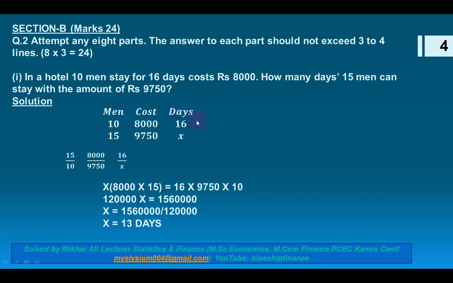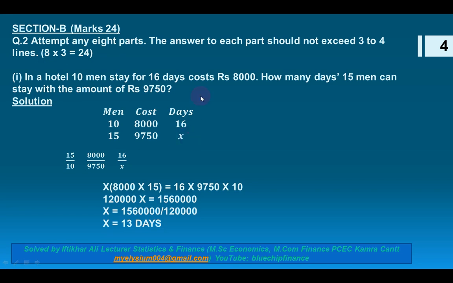For example, if they stay more days, the cost will be increasing. So if men are increasing at the same cost, or you can say that you can take cost constant and men variable, so if cost is constant and men are increasing, there should be fewer days to stay there.